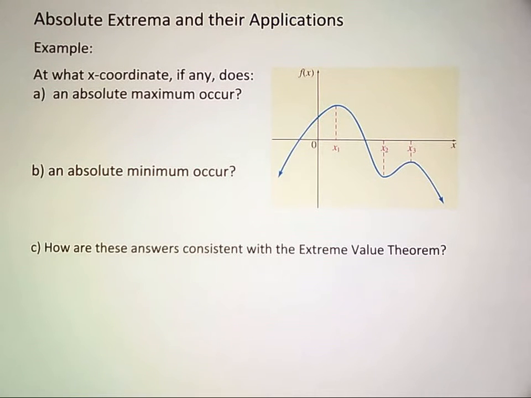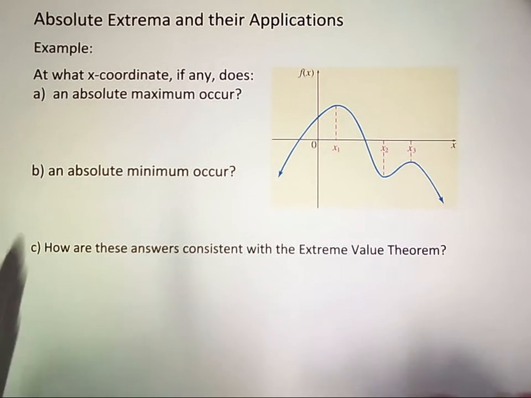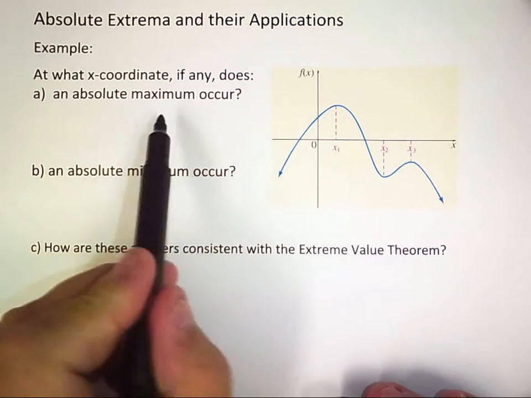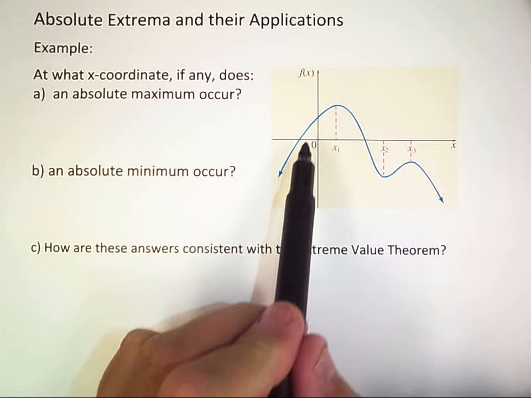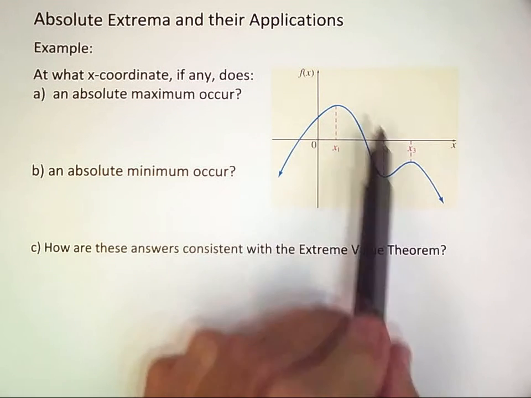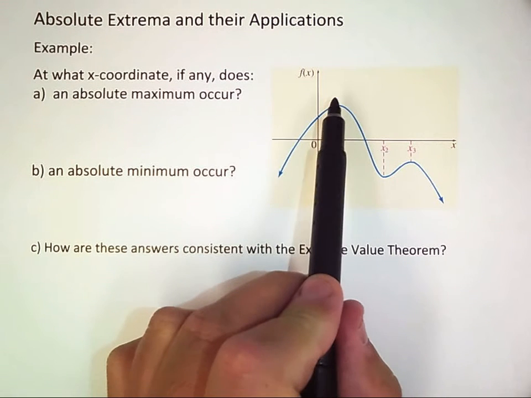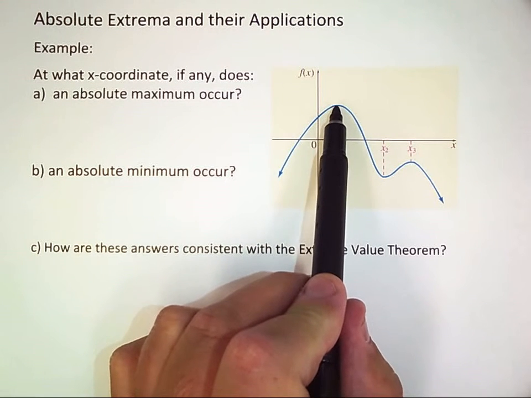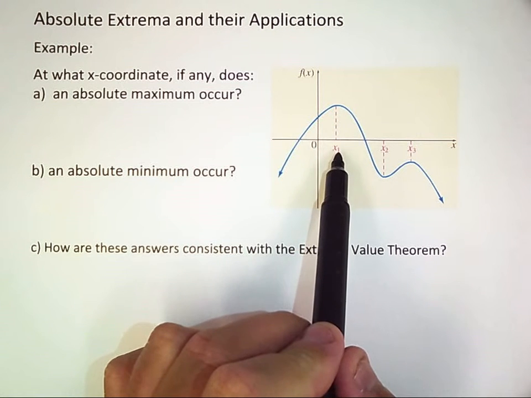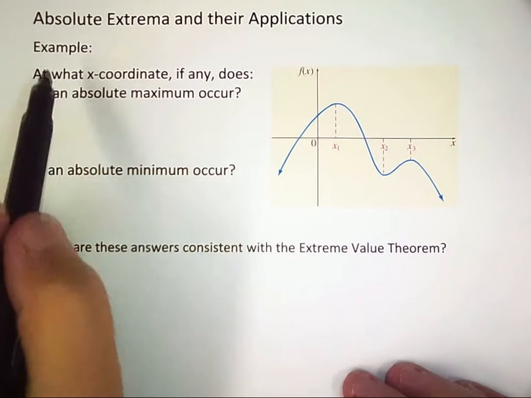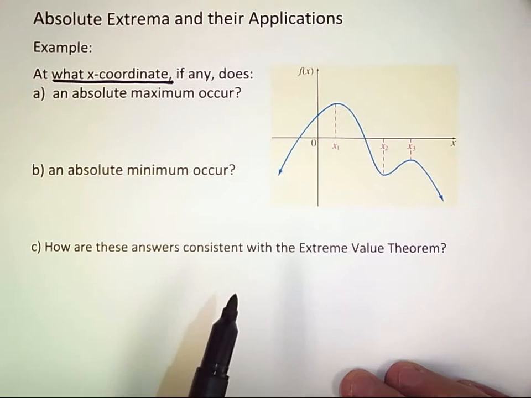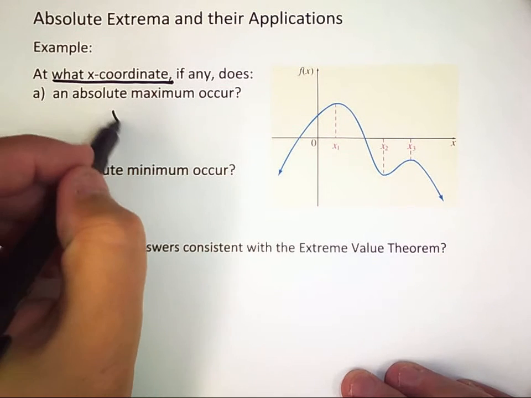Let's look at a couple of simple extrema examples, absolute extrema examples. This particular problem asks, at what x-coordinate, if any, does an absolute maximum occur? So we've got our function already drawn for us, so it's easy to see that the highest point in the curve occurs where x is equal to x of 1. It says, at what x-coordinate does it occur? Well, the x-coordinate is x of 1.